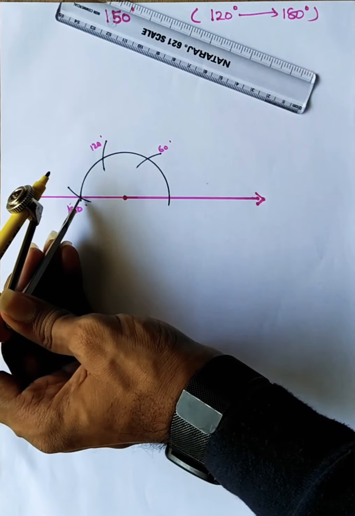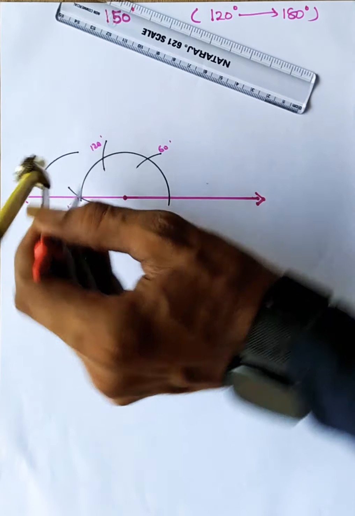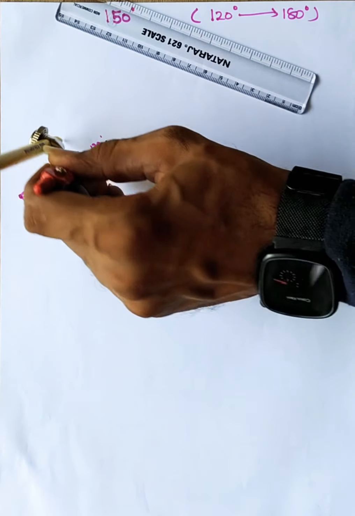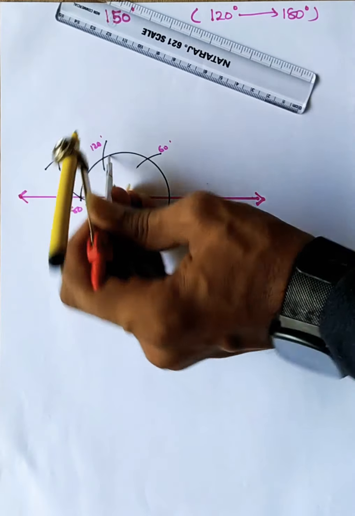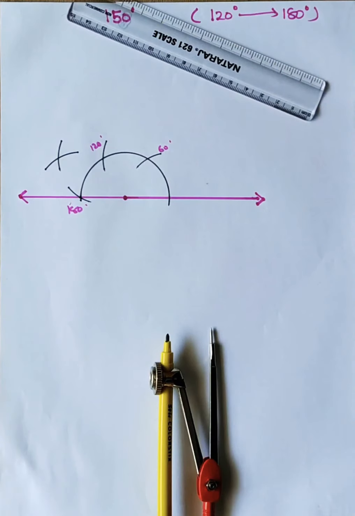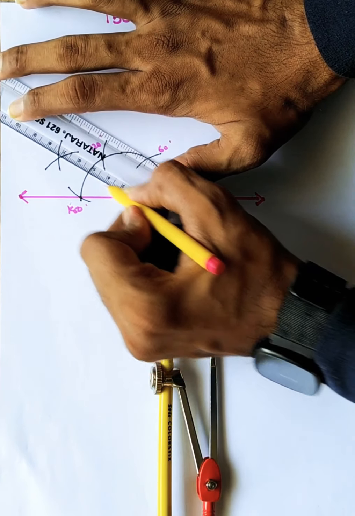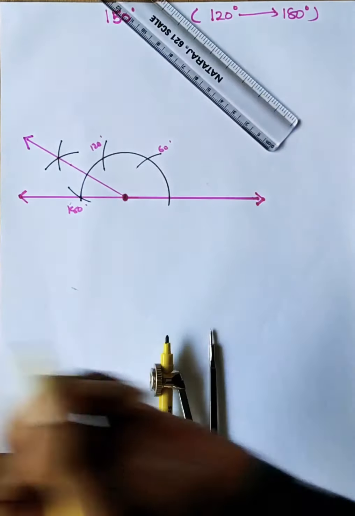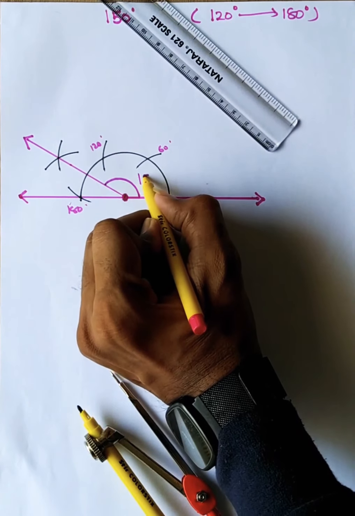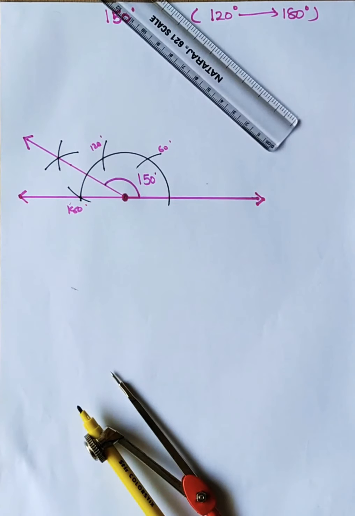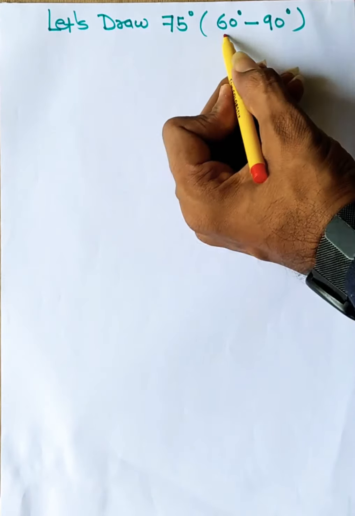So keeping the same radius, I am drawing one arc from 180 and another arc from 120. Okay, so from 180 one arc, from 120 another arc. Now what I'll do, from this endpoint to this I will join, and this angle that I got is 150 degree. So now let us go for drawing 75 degree, which is in between 60 and 90.